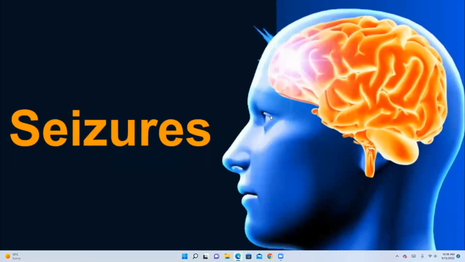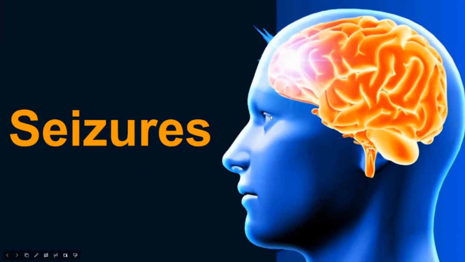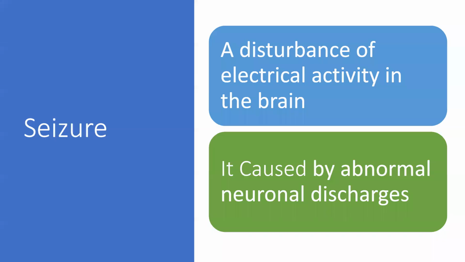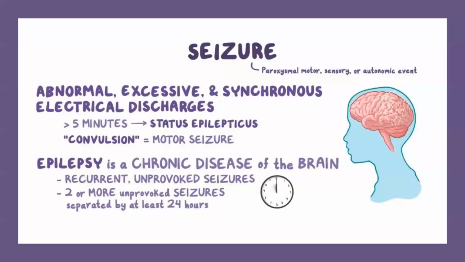Welcome to the topic seizures. All convulsions are seizures, but not all seizures are convulsions. So, what is a seizure actually? It is a disturbance of electrical activity in the brain, caused by abnormal neuronal discharges in the brain.